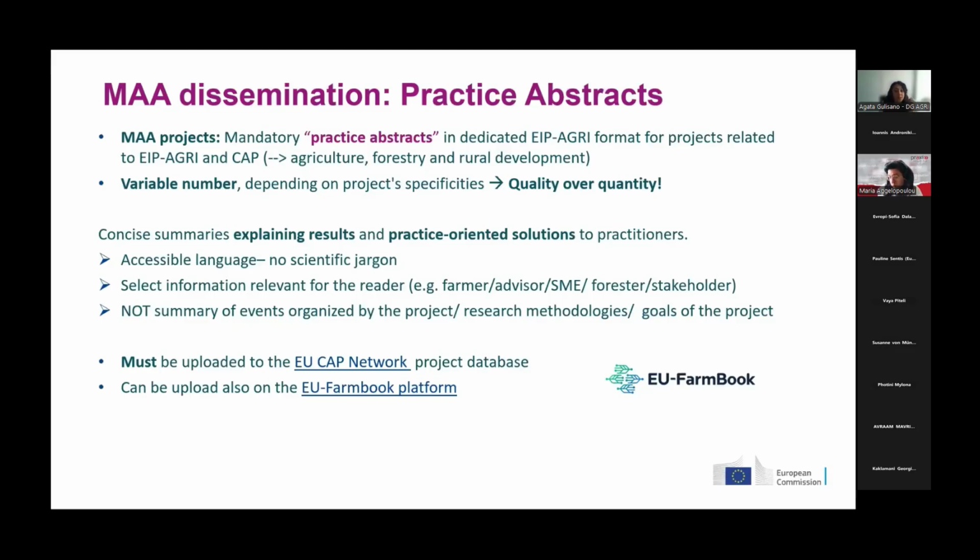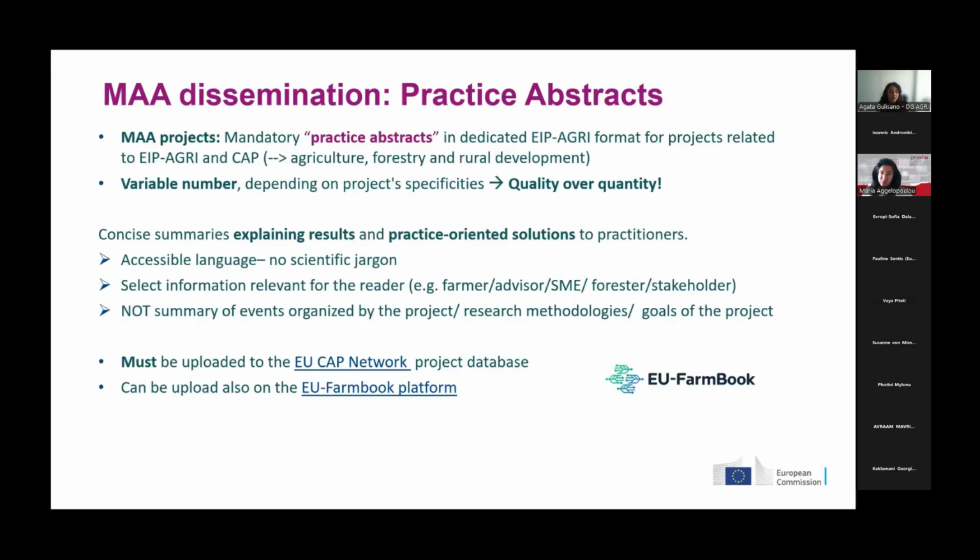We have a dedicated EIP-AGRI format that needs to be followed, and they must be uploaded to the UCAP network project database. But for wider reach, they can also be uploaded on the EU FarmBook platform. So in case some projects do not know yet, we have launched another project that is setting up this platform, the EU FarmBook, where all practical material stemming out from multi-actor approach projects and operational groups acting at national level can be collected.